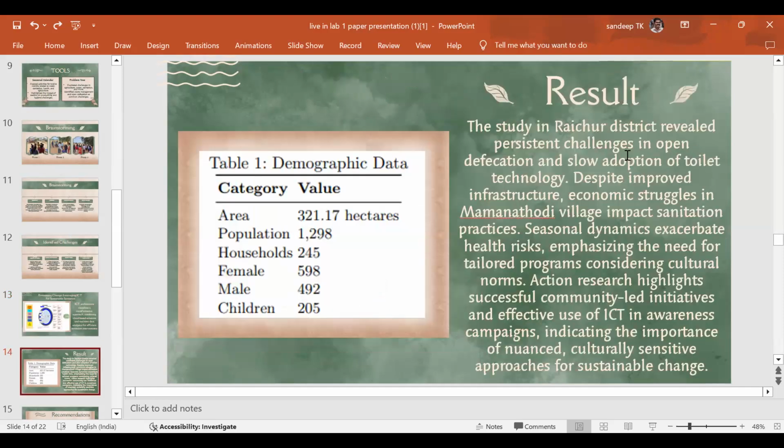When it comes to the results, the study in Raichur district revealed persistent challenges in open defecation and slow adoption of toilet technology. Despite improved infrastructure, economic struggles in Mamradodi village impact sanitation practices. Seasonal dynamics exhibit health risks, emphasizing the need for tailored programs considering cultural norms. Action research highlights successful community-led initiatives and effective use of ICT in awareness campaigns, indicating the importance of a nuanced, culturally sensitive approach for sustainable change.